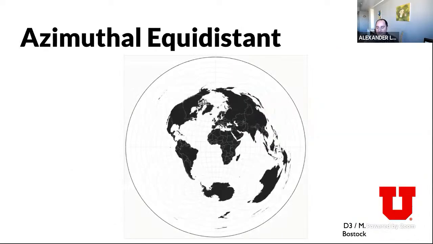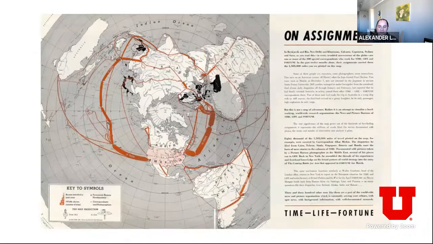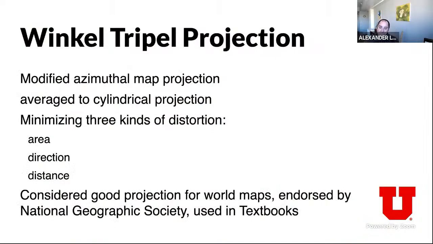Here's an example of an azimuthal equidistant projection in D3. And here you can see how this has been used, for example, in Time Life magazine to show where their reporters are on assignments and where they're moving around. Just some examples of these projections.